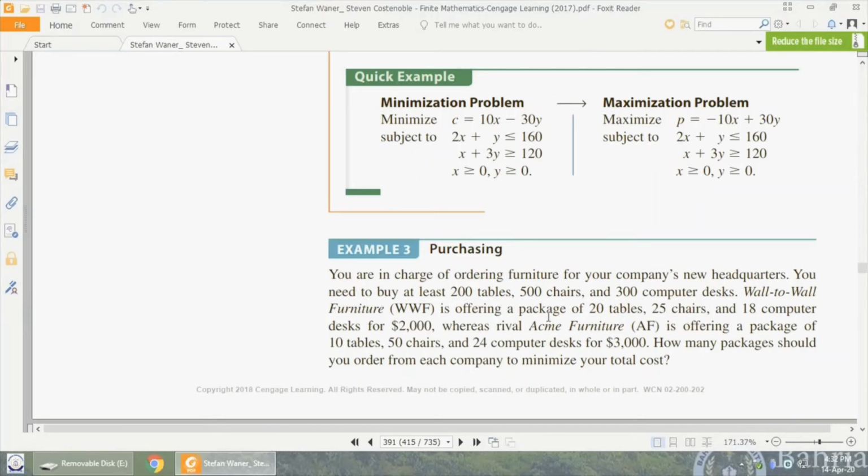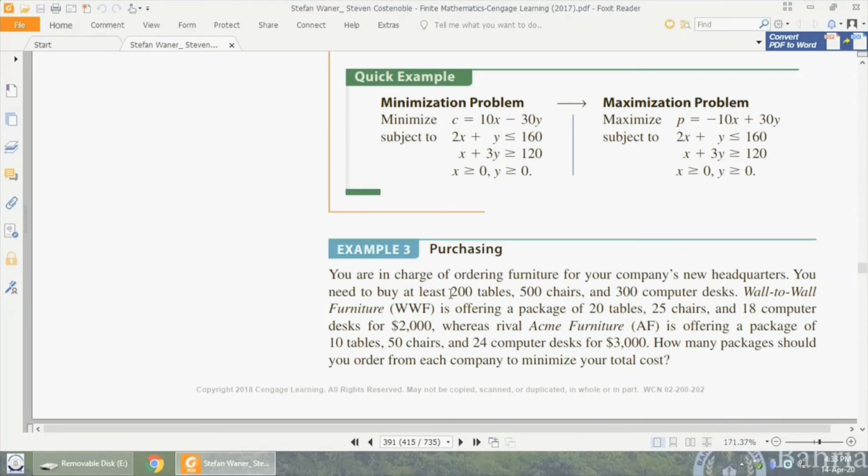So if we have wall-to-wall furniture as X, then 200 X, right? And then we have Acme Furniture, 10 tables again, then we can have 10X in the next equation. We can have various constraints in this case. Now you can see that what they're looking for is 2000, that means that now we can have this value as the cost incorporated in the cost function, but for that we also have to consider the constraints as 200, 500, and 300 computer desks.